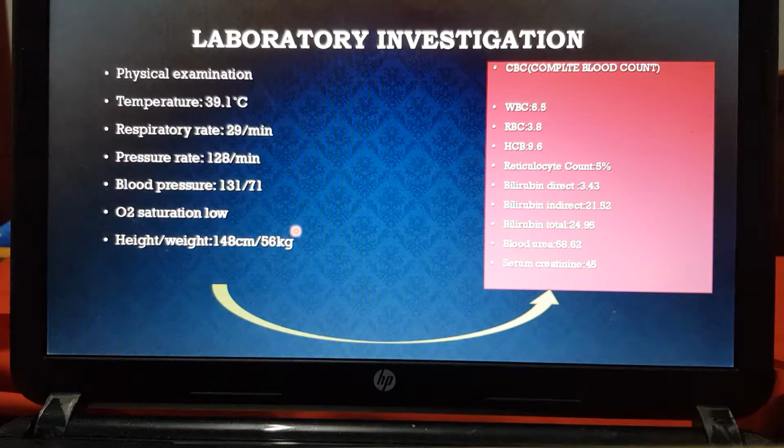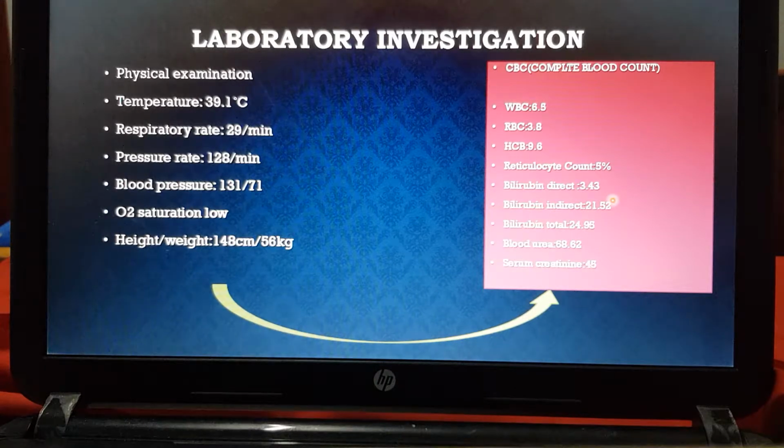This is our laboratory investigation. The physical examination shows a temperature of 39.1 degrees, a respiratory rate of 29, and a high pulse rate of 128 per minute, blood pressure 131 over 71, and low oxygen saturation. His height and weight were measured at 148 cm and 56 kg. A complete blood count was done: WBC is 6.5, RBC and hemoglobin are 3.8 and 9.6, which are low. Reticulocyte count is 5%, which is also outside the normal range.